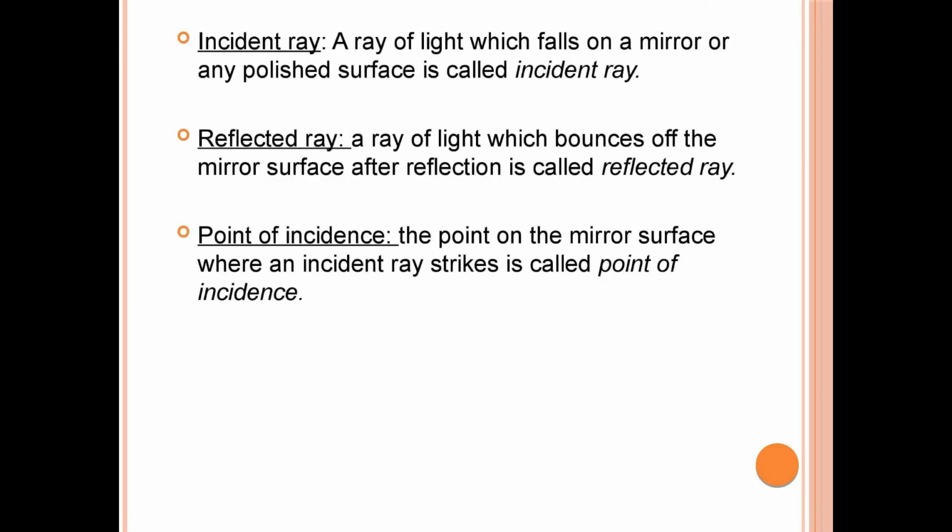Now the definitions. An incident ray is a ray of light which falls on a mirror or any polished surface. A reflected ray is a ray of light which bounces off the mirror surface after reflection. Whenever the light bounces back from the polished surface, the bounced ray is called the reflected ray.